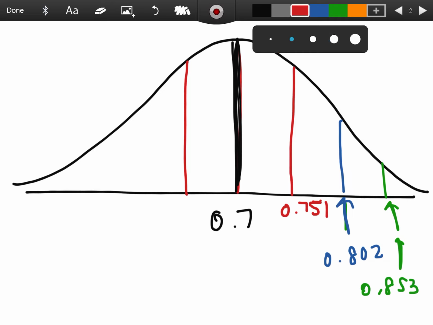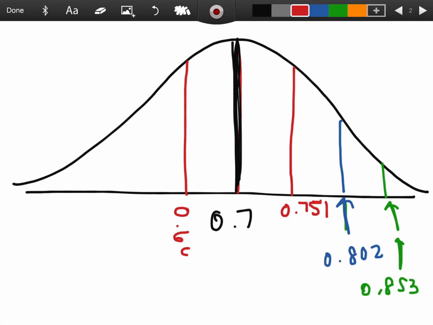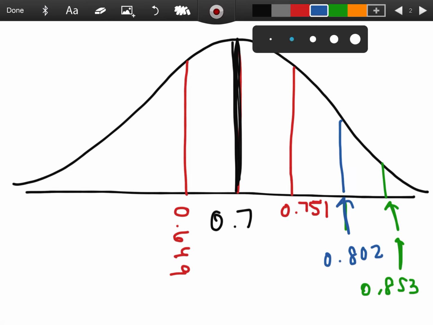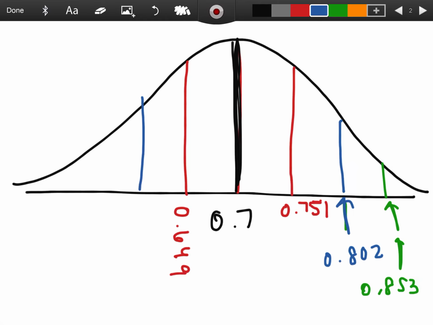Now, go back to your 0.7, 70%, and subtract your 0.051. That should get you, I'm going to write sideways, 0.649. My blue number here, I'm going to subtract another 0.051, which is 0.598. And subtract another 0.051 from my green, my 3 standard deviations below, which is 0.547.